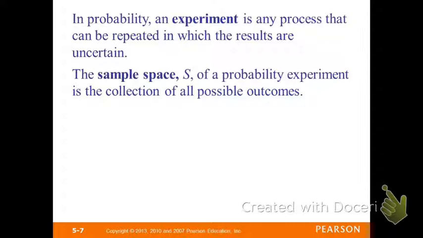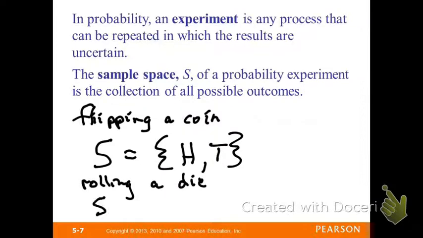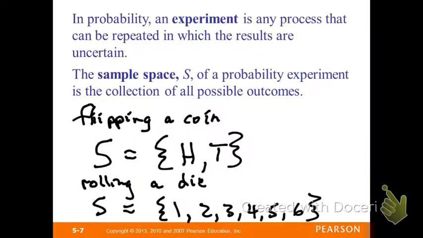So if we talk about this for just a moment, the sample space for flipping a coin, for example, is the set of the possible outcomes. Well, there's only two possible outcomes for flipping a coin, so heads or tails. But if we talked about the sample space for rolling a die, then the sample space would be the possible outcomes: 1, 2, 3, 4, 5, 6. It's the set of all possible outcomes of an experiment. So the sample space is everything that could possibly happen.